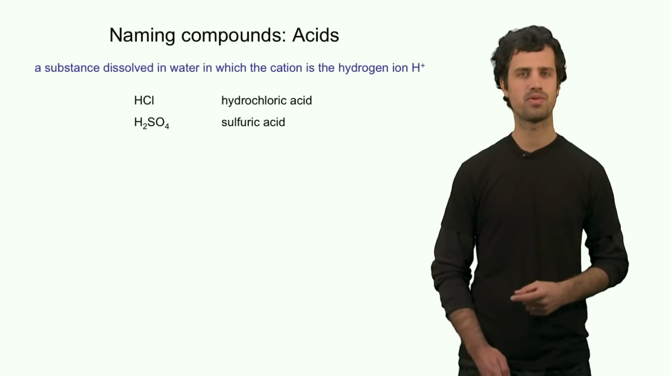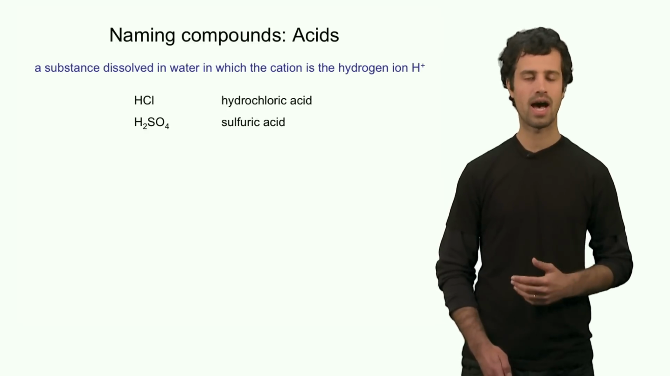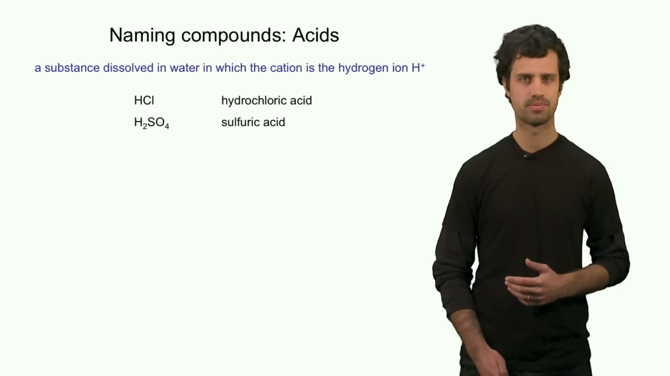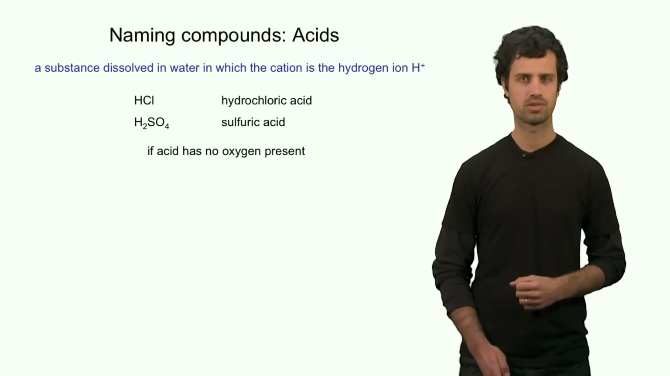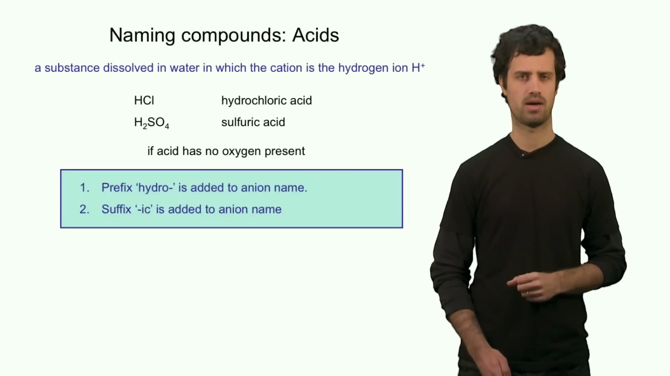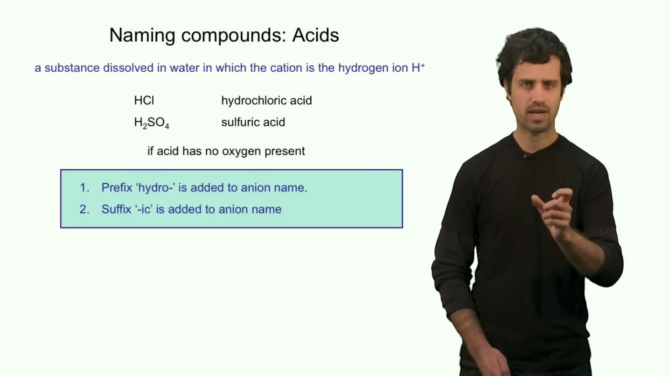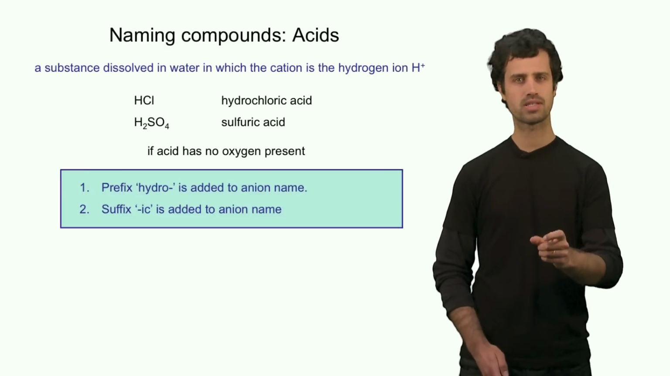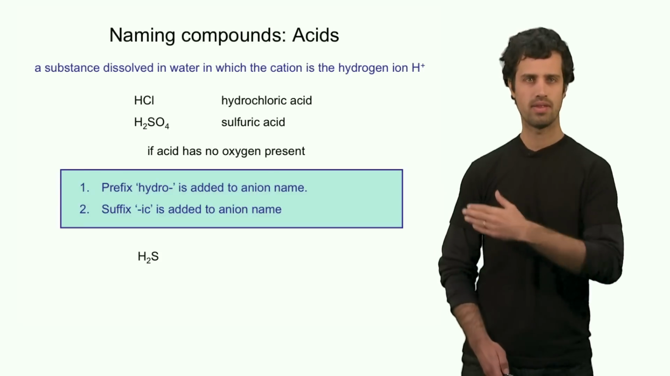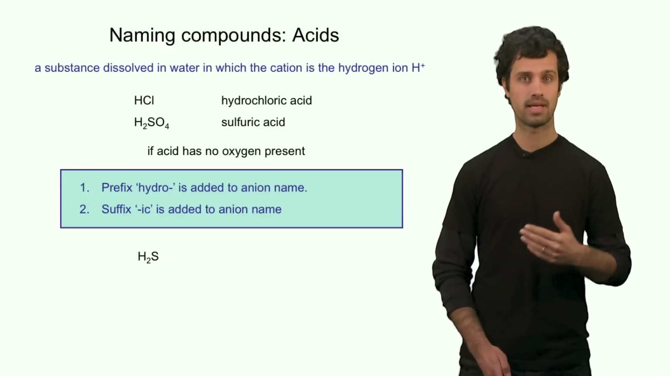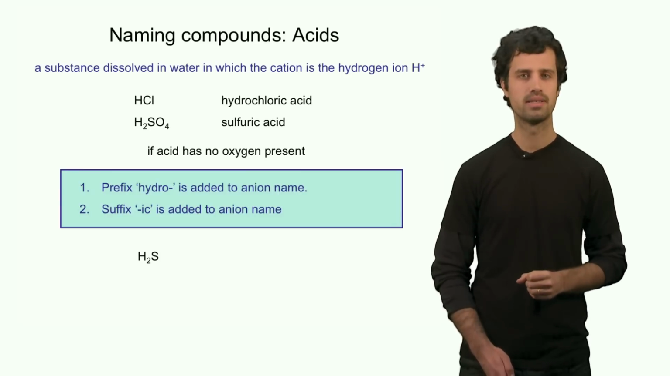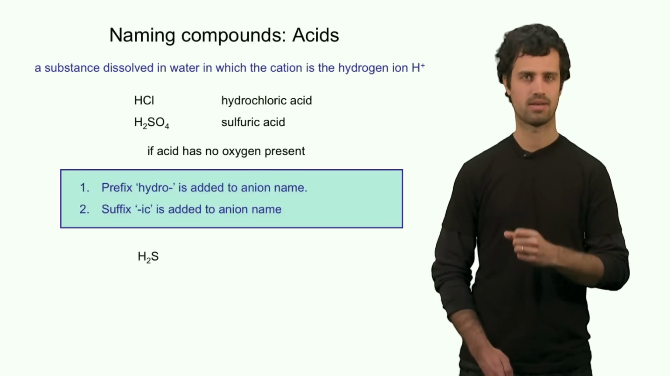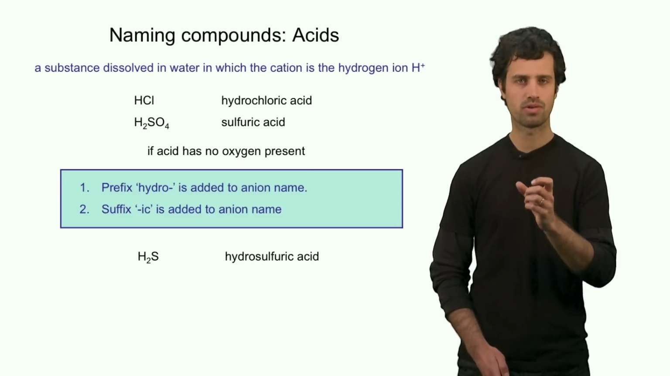Well, in naming acids, we first have to look at whether or not it contains an oxygen atom. If it does not contain an oxygen atom, we name the acid as follows. We take the name of the anion, and we add the prefix hydro, and then the suffix ic. So, in this example, this is an acid. It has an H in it, it starts with an H. It has the anion sulfide. We add the prefix hydro and then the suffix ic. This becomes hydrosulfuric acid.